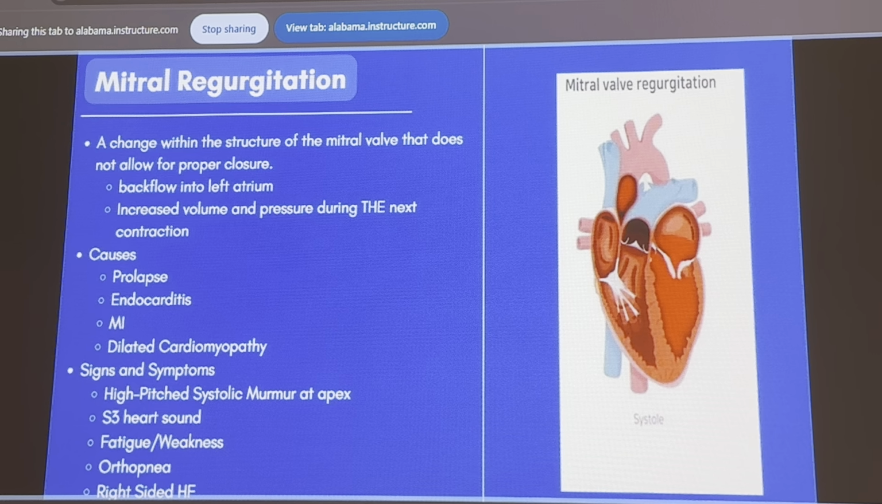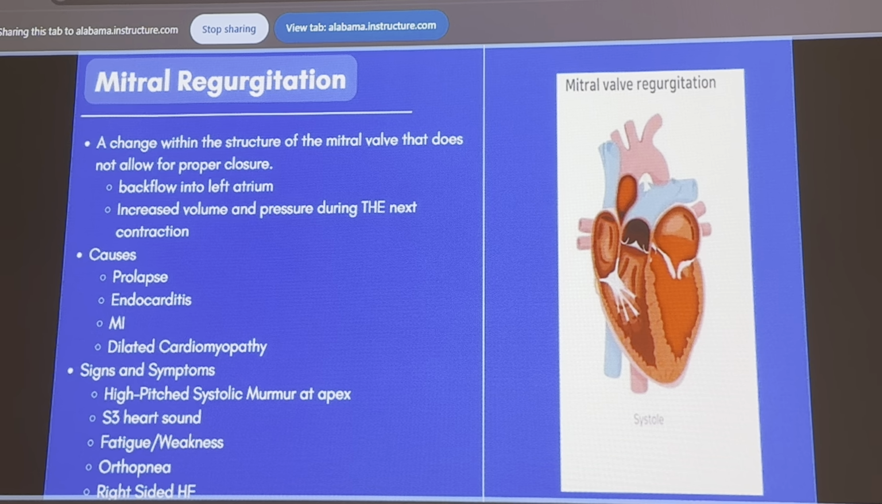Again, this one's not bolded, but I would highlight the high-pitched systolic murmur at the apex. Systolic murmur. Remember, this is a closing type of problem. When does my mitral valve close? It closes during systole, right? So I have to have a systolic murmur if it's a mitral regurg. So think about that. We're going to have that S3 heart sound. You remember that Kentucky heart sound way back when that we talked about? That can be a later sign of it.